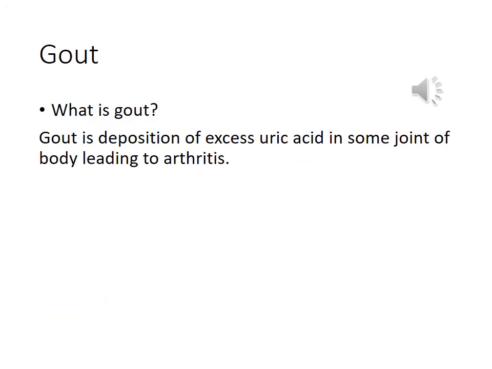The word you must have heard often is gout. What is gout? Gout is whenever there is excess uric acid in the body. The excess uric acid can be because of any cause. We did the causes in the last slide, right? Whenever there is excess uric acid, it sometimes deposits in some joints of the body. When it deposits in the joint, it causes pain, too much pain and inflammation. This is called gouty arthritis. So gout is deposition of excess uric acid in joints of the body. Usually it occurs in the big toe of the foot.